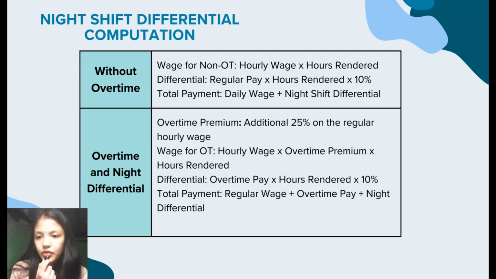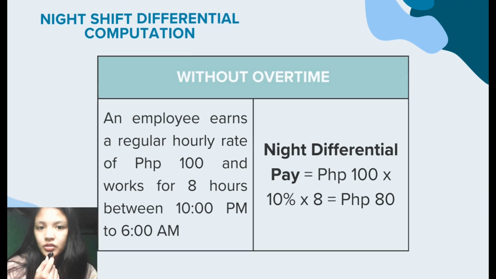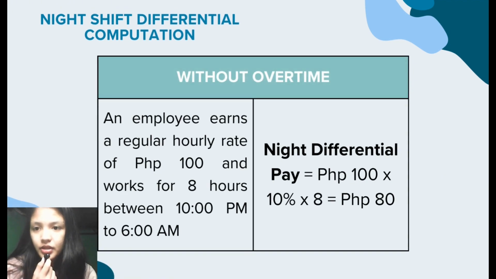So in scenario 2, night differential pay with overtime. So first, we have to calculate the wage for overtime, which is 25% by multiplying the hourly wage by the overtime premium, which is 25% on the regular hourly wage times hours rendered. So for the differential pay, you have to base your wage on the overtime pay times hours rendered times 10%. So the total payment should be composed of the regular wage plus overtime pay plus night differential.